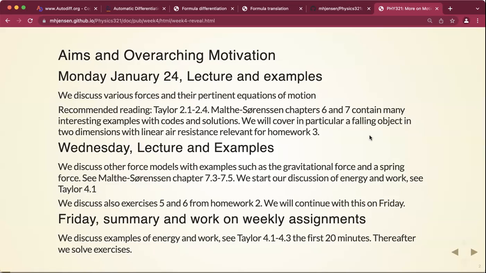On Monday, we looked at one of these examples, not too exciting, of an object which was falling in 2 dimensions and in 1 dimension. And this object was under the influence of the gravitational force. That is the analyzing part of the problem. And then there was also a force which was supposed to model the air resistance.